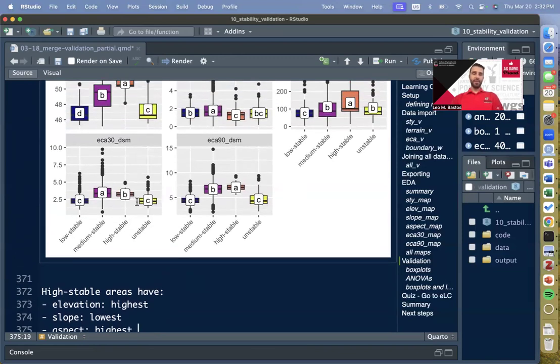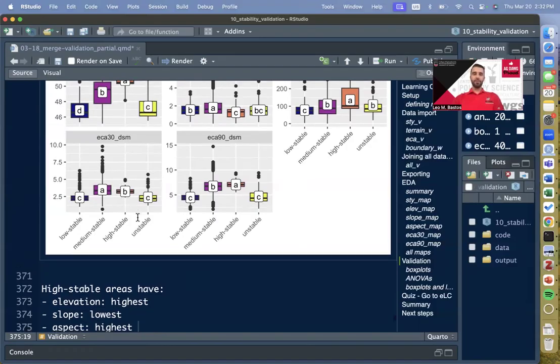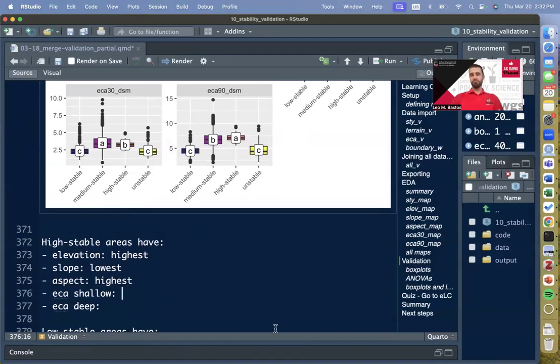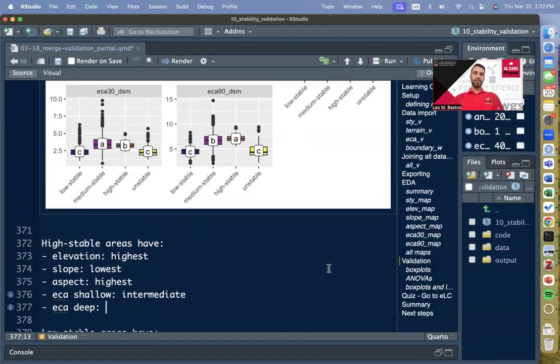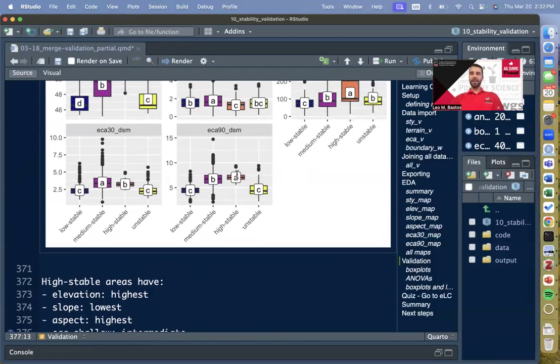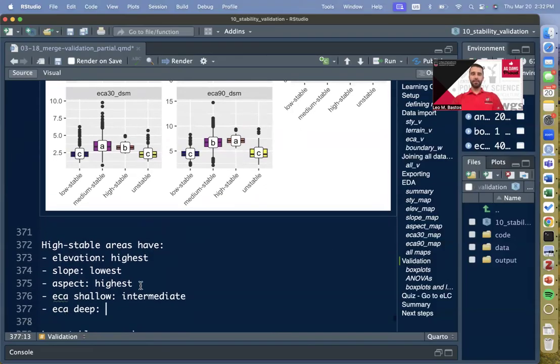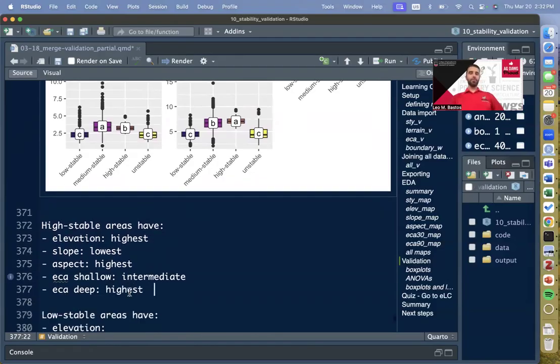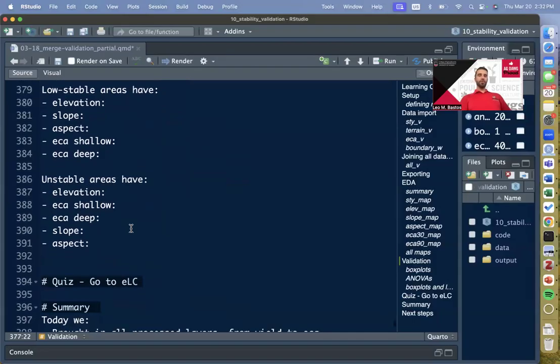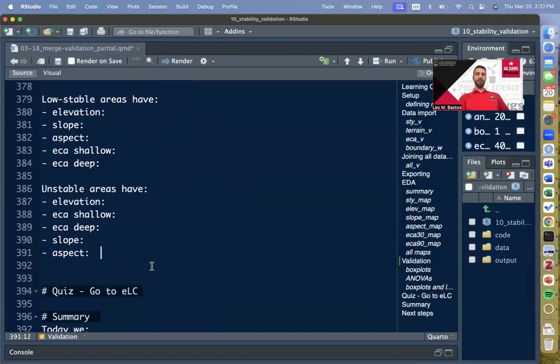When it comes to ECA shallow, it's B, right? So it's not the highest, but it's also not the lowest. So it's intermediate or medium, perhaps intermediate ECA shallow. And then ECA deep is the highest. It has an A there, right? So highest. Okay, so I want you to do on your side individually for low and unstable and write down your answers here.